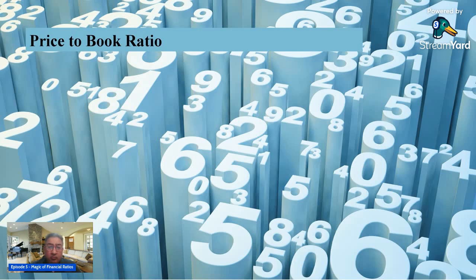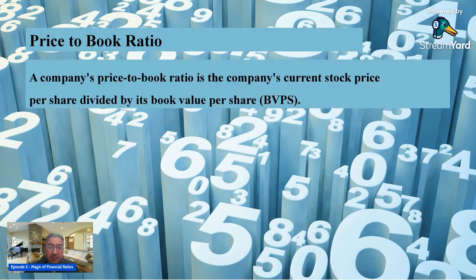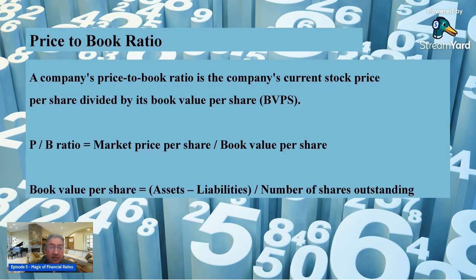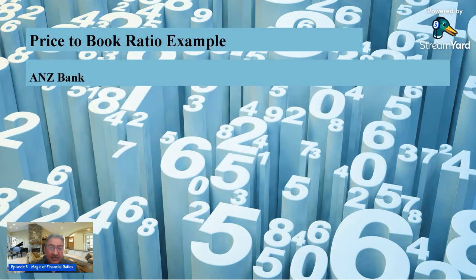A price to book ratio measures the company's current stock value divided by its book value per share. A PB ratio of less than 1 could be considered an indicator of an undervalued company. To calculate a PB ratio, we divide the market price of the share by the book value per share. The book value per share is determined by subtracting liabilities from assets and dividing it by the total number of shares outstanding. Let us look at this via an example.